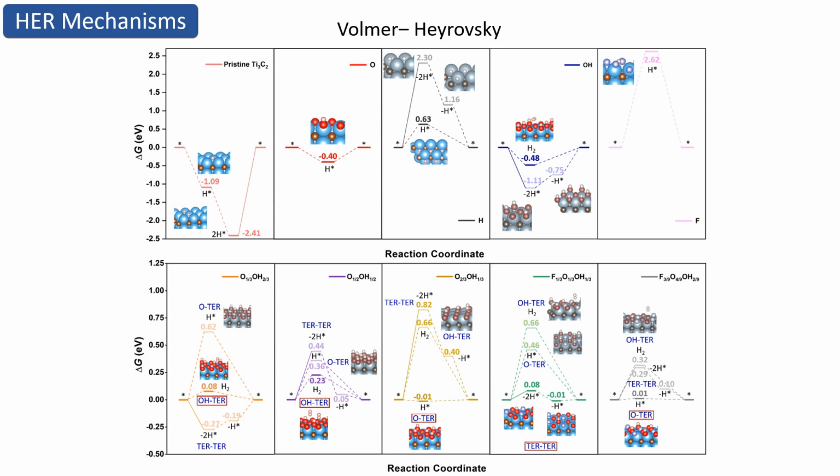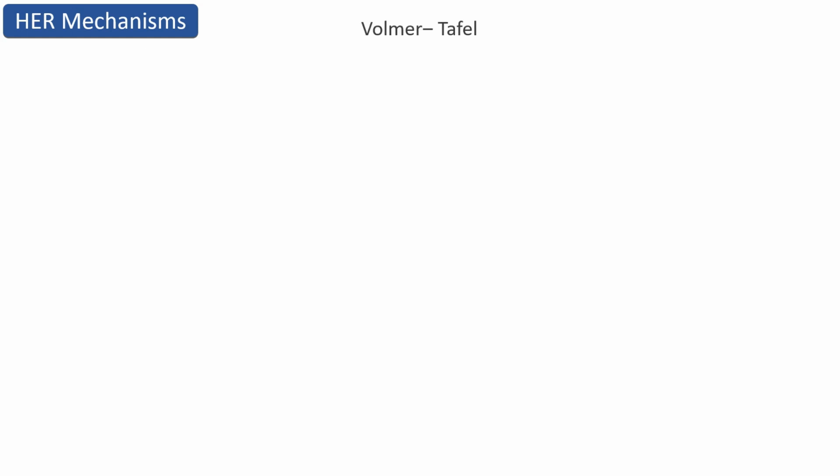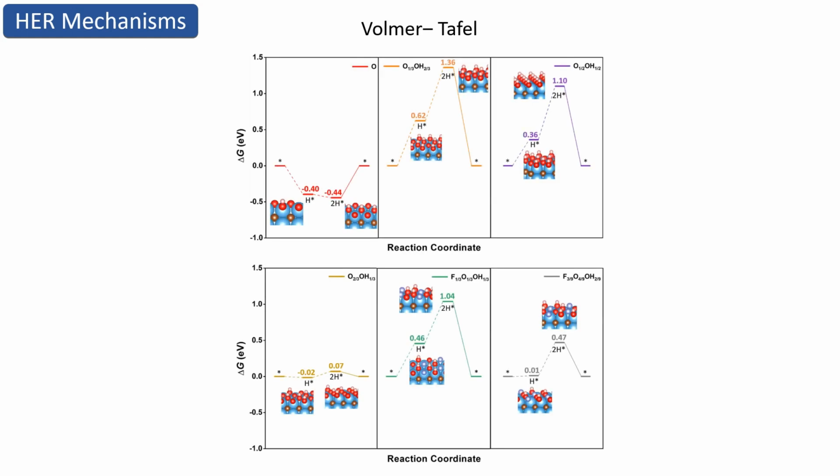These results indicate that, in certain cases, the hydrogen on the surface terminations is favorable for HER and reduces the energy required. Furthermore, we also calculated the energy profile associated with the Volmer-Tafel mechanism.